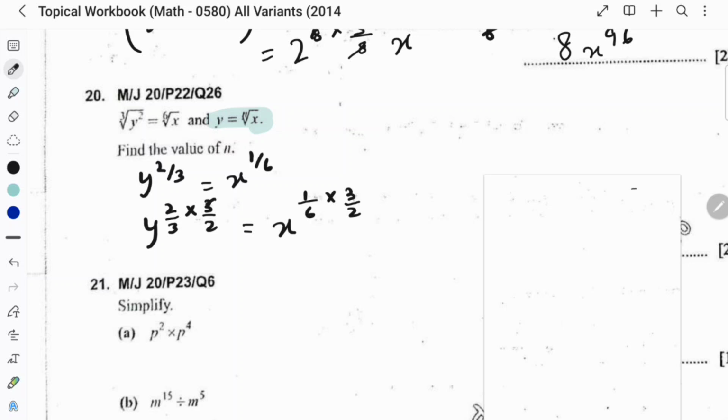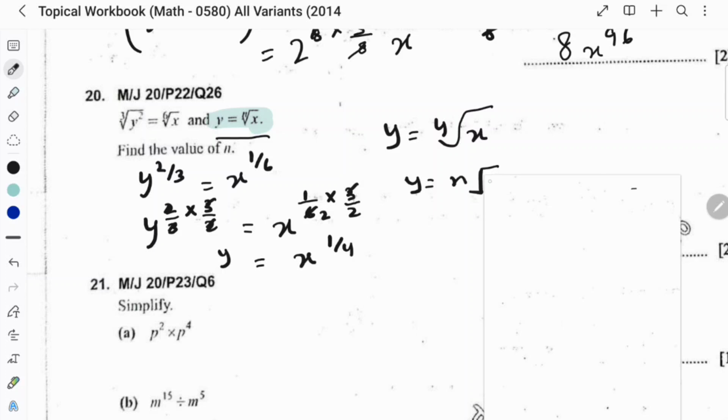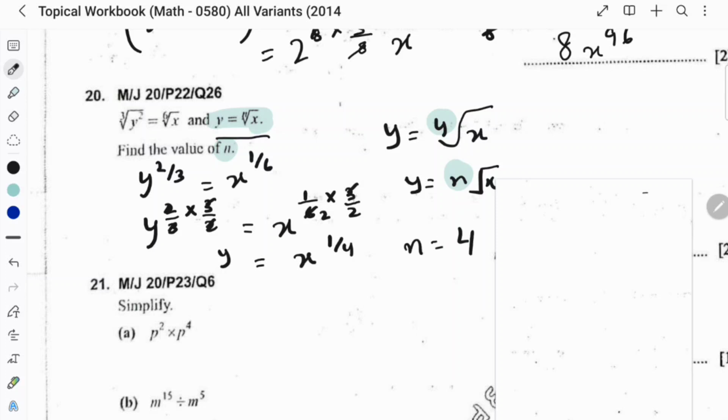Let's see what happened. Everything will cancel, then y will be equals to, like 3 ones are 3, 3 twos are 6, x to the power 1 over 4. So y is equals to 4th root of x, and then compare with the question. It says y is equals to nth root of x. So your n will be equals to, because n is the question, so n will be equals to 4 here. So write down n is equals to 4. It's not difficult, easy question.